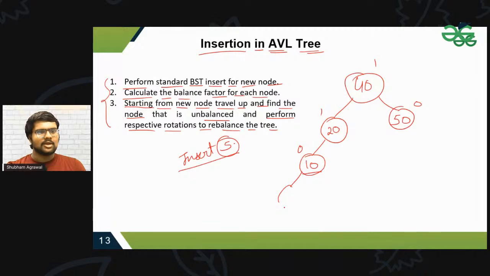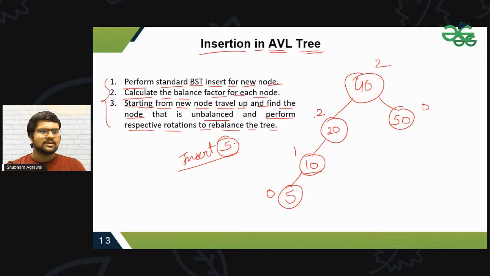And now if we compute the new balance factors, the balance factor of 5 will be 0, the balance factor of 10 will be 1, the balance factor of 50 will be 0, the balance factor of 20 is 2, and the balance factor of 40 will be 3 minus 1, that is 2. So here our tree is unbalanced because the unbalanced nodes are 20 and 40.